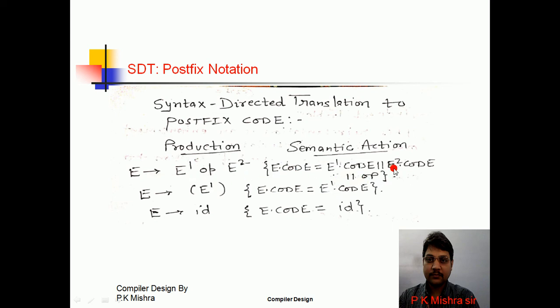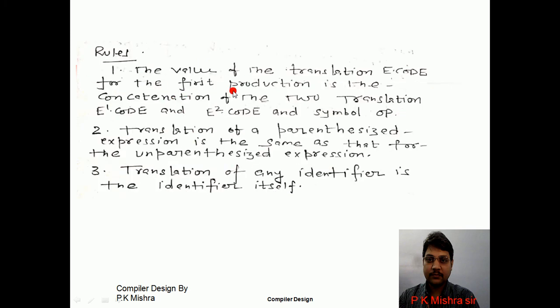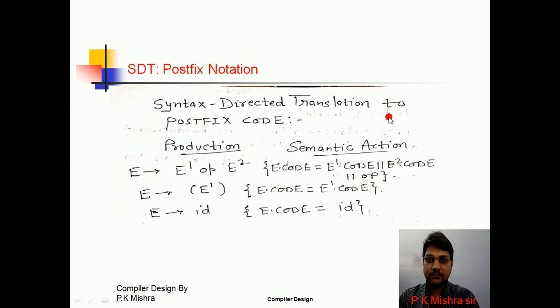Why am I writing E1 dot code concatenate E2 dot code concatenate OP? There is a rule for writing the semantic action for the first production. Rule number 1: the value of the translation E dot code for the first production is the concatenation of the two translations E1 dot code and E2 dot code and the symbol OP. That is why I am writing it this way. OP means operator.